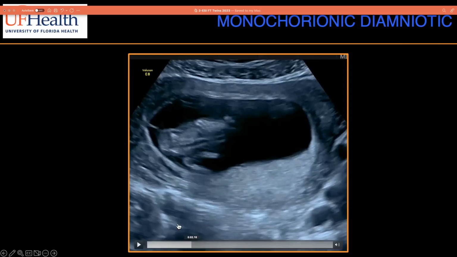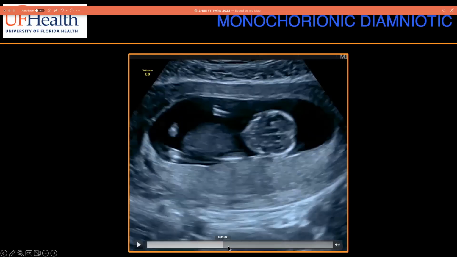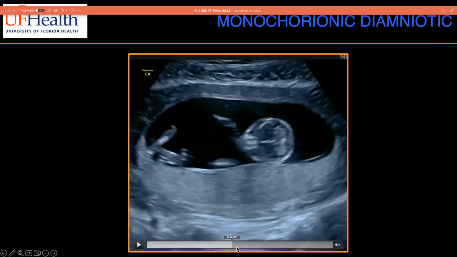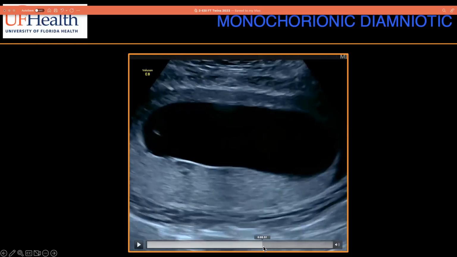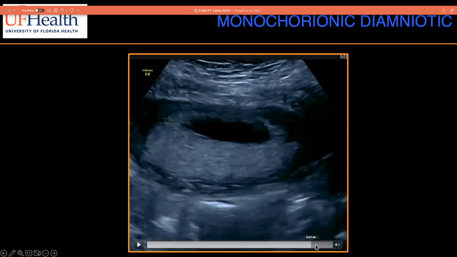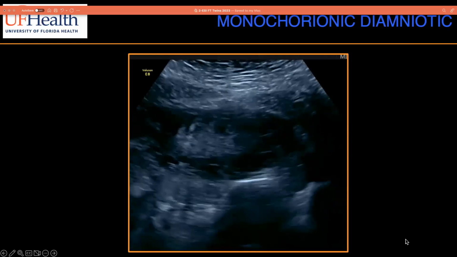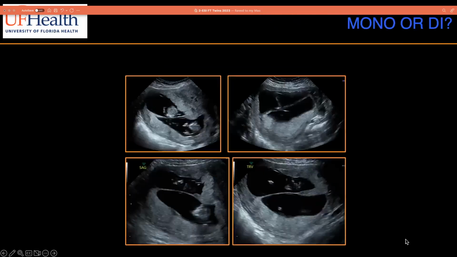And here as well. So there really was a very thin membrane. I think she was referred to us because it was felt that she was a monoamniotic, monochorionic twin gestation. And here are examples. This is a case that actually was perplexing later on, showing the importance of establishing chorionicity early on.